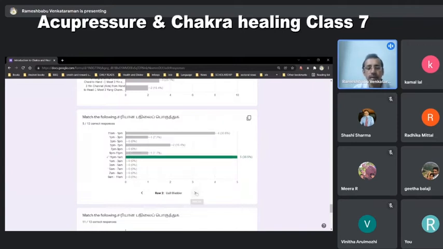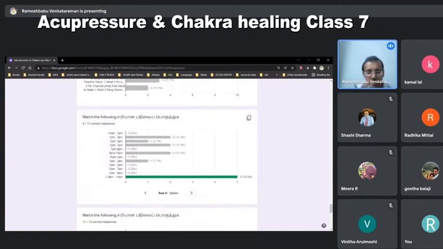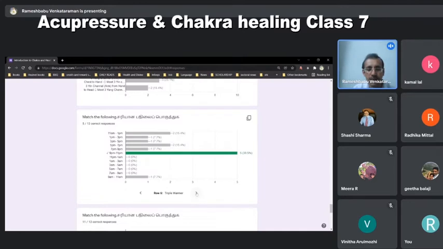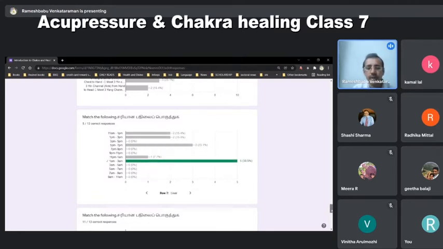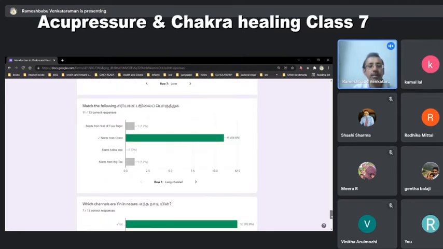See, one thing is that this organ clock is a bit difficult to remember. So there is no need to memorize anything here. But still, if you want to memorize, there is a technique which we will discuss in the class today. So I think the majority of you have given the correct answer. So there is no problem here.